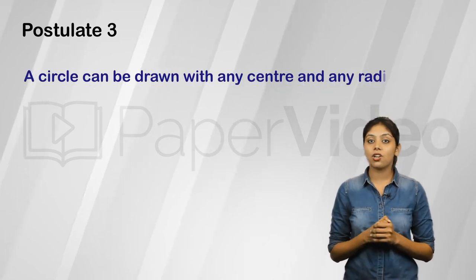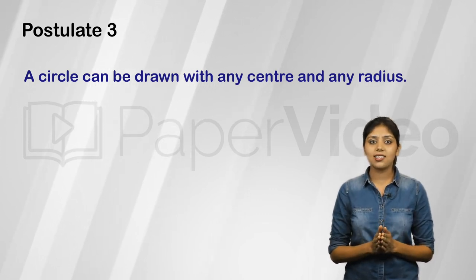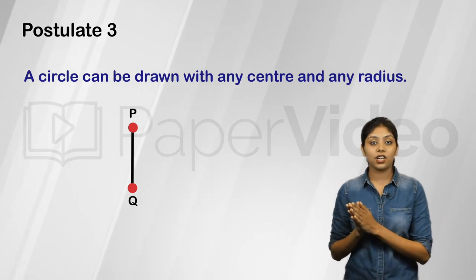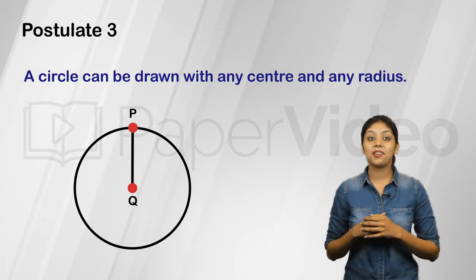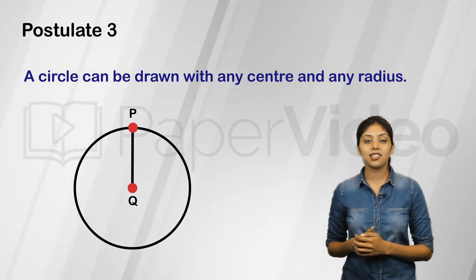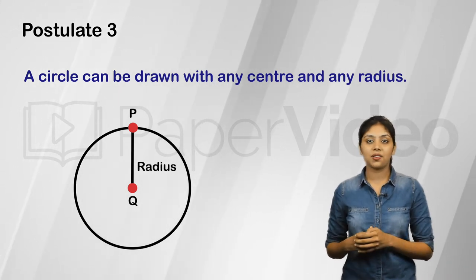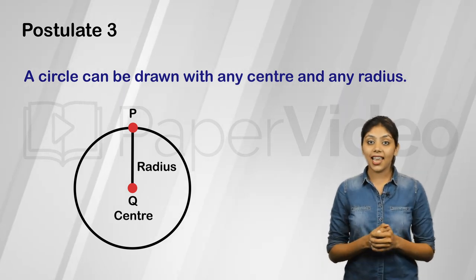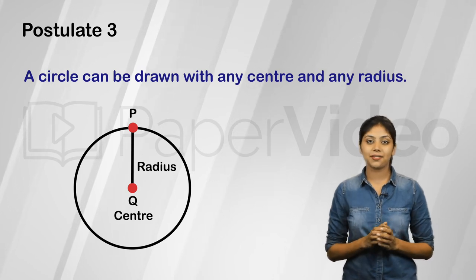According to the third postulate, a circle can be drawn with any center and any radius. To understand this, let us assume a line segment PQ. Let us fix the point Q and move point P around point Q like this. We can see that this will make a circle. The length of the line segment PQ will be the radius of the circle and the fixed point Q will be its center. Likewise, we can draw a circle from any point and with any radius.